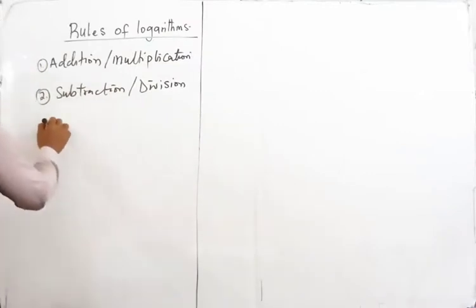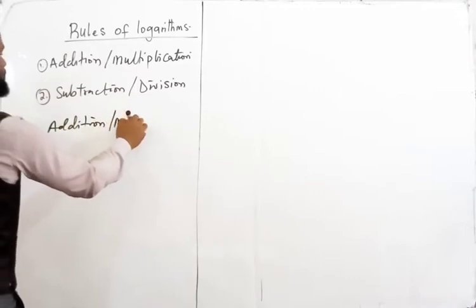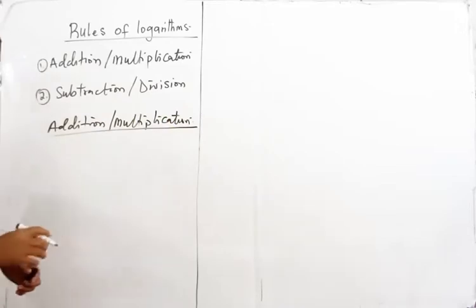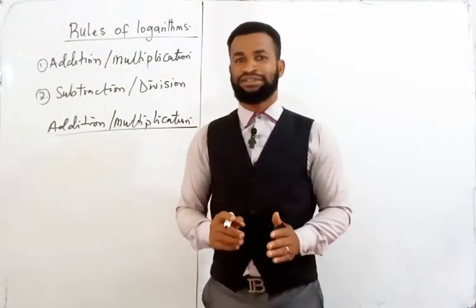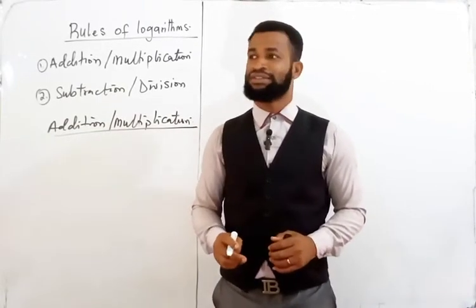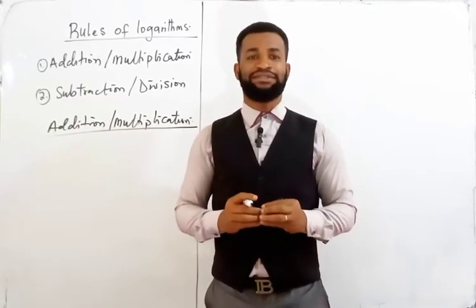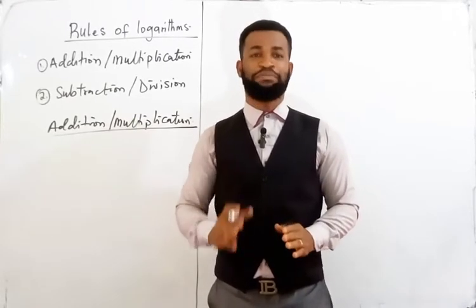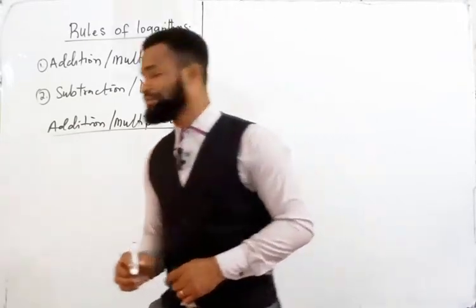The first one is the addition rule, or multiplication. The law states that when you're multiplying two numbers of the same base, the answer is adding the log of those numbers with the same base. The emphasis is that they must have the same base. Look at what I mean.